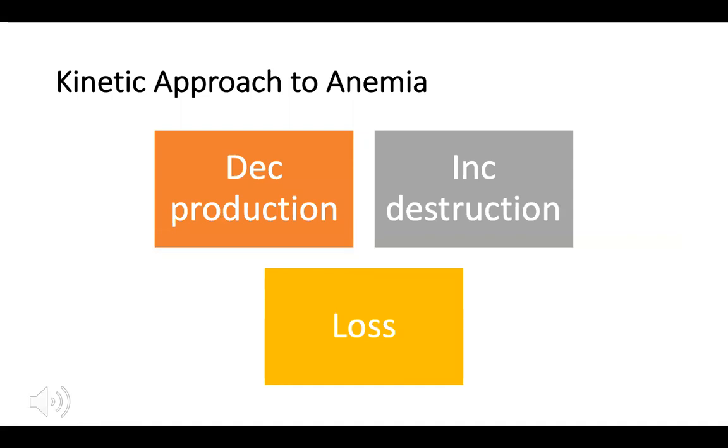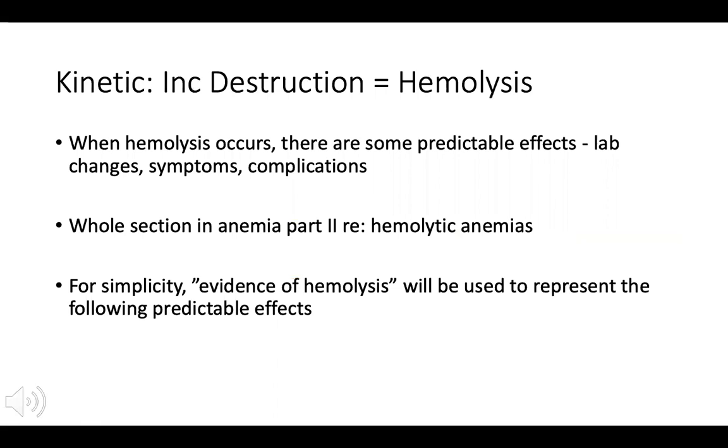some other mechanism. One of the main categories of kinetic approach to anemia is the increased destruction, which is otherwise known as hemolysis or hemolytic anemia. We have a whole section in Anemia Part 2 that's focused on hemolytic anemias. When that hemolysis does occur, there are some predictable effects, some predictable lab changes, symptoms, complications, so that if you see those within a case, you can go ahead and narrow down the common causes of hemolytic anemias.